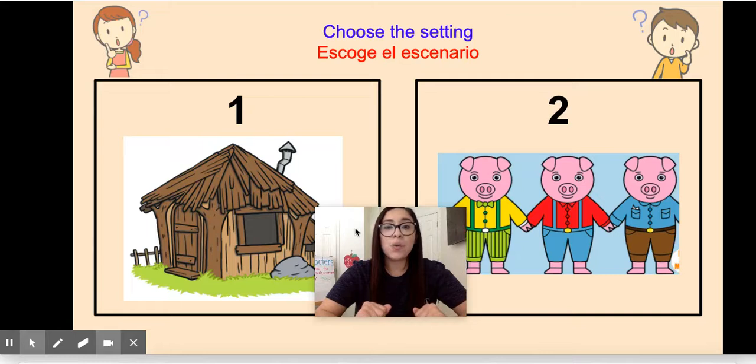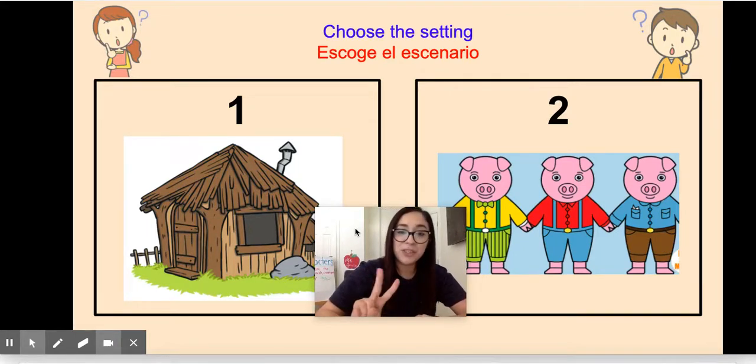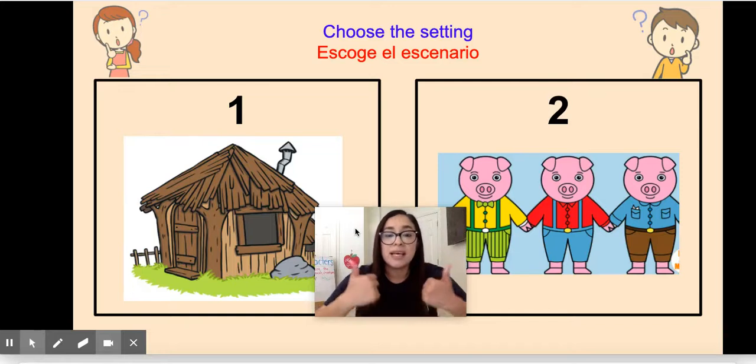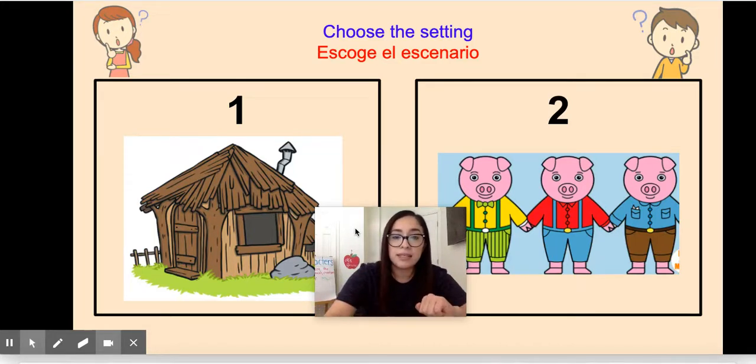Picture number one is the setting because picture number two, those are the characters. Remember, people, animals are characters. And picture number one looks like a place. So picture number one is the setting. Let's see some more.